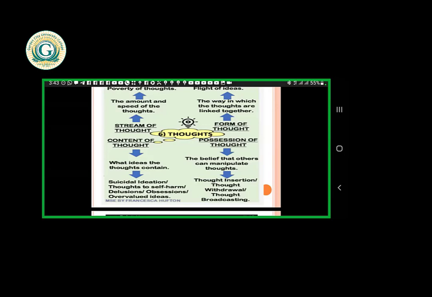Now, the content is looking at the idea that a thought actually contains. So are the thoughts suicidal? Is it homicidal? Is it about self-harm? Is it about delusions? When I say delusion, I mean fixed false beliefs. When you talk about grandiosity, you talk about people who think that they are not themselves, in terms of depersonalization. People think that they have taken another identity. They think they are rich people. They think they are princesses and all that.